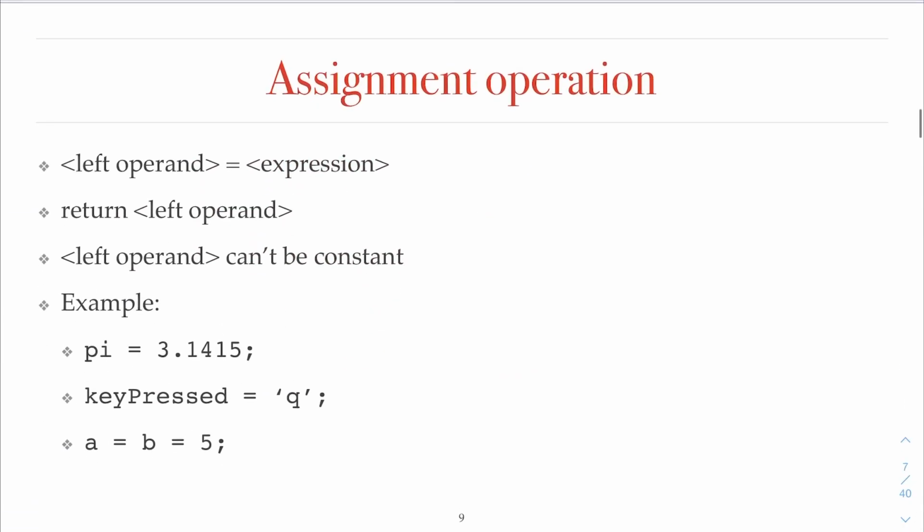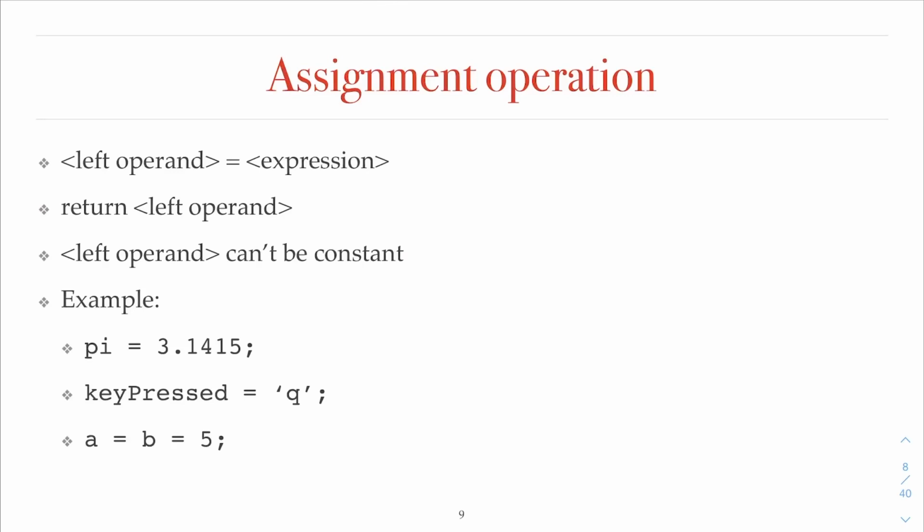Okay, now first, the syntax of the assignment will be the left operand equal to the right operand. The right operand is usually an expression. A variable is also an expression. Any calculation is an expression. Now the important thing that we have to remember about the assignment operation is when you assign the expression to the left operand, the result of this is the left operand.